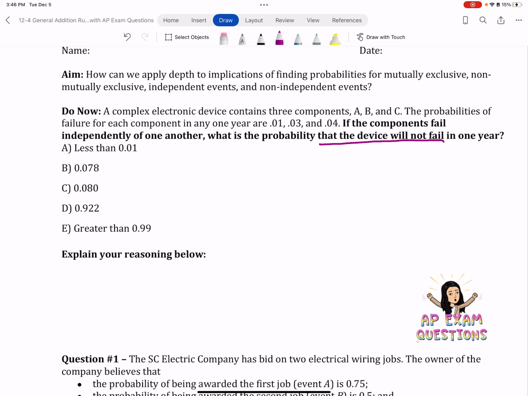Okay, so we're going to calculate the probability of A not failing. We're going to multiply it with the probability of B not failing. And then lastly, multiply that probability with the probability of component C not failing. And we're able to multiply all of these together because these are, in fact, independent events.